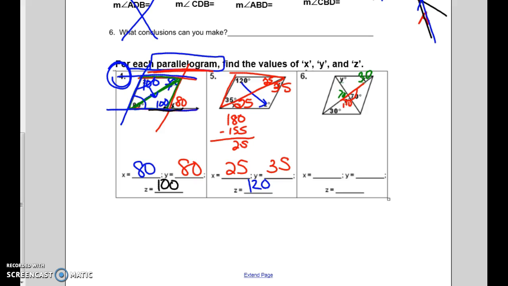How big is this one? 110 because it's a vertical angle. Right. Now, how do I find Y? Add 30 to 110. Okay. What shape do I have here? A triangle, and it got to equal 180. 110 plus 30 is 140. 180 minus 140 is 40. So Y is 40. That means that this one over here is also 40, right?